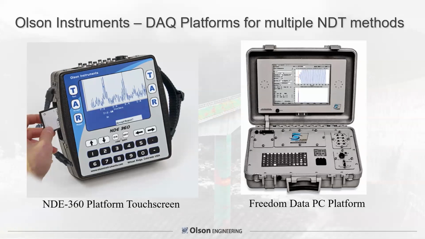The Freedom Data PC does even more tests, including the seismic testing and cross-hole sonic logging and things like that. But it's much bigger. This is fairly easy for one person to carry around. This one you're often doing testing with 2 people because it is a bigger PC.